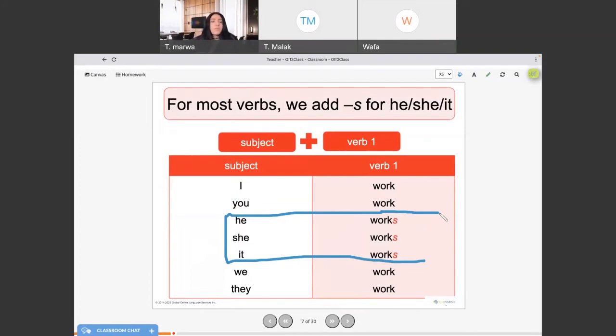I don't add anything to the verb because I will have does and doesn't. Okay? We will work on this later. But for now, just think about it: we add S or ES to the verb when we have he, she, it only in positive sentences. Only in positive sentences, not negative or questions. Okay?